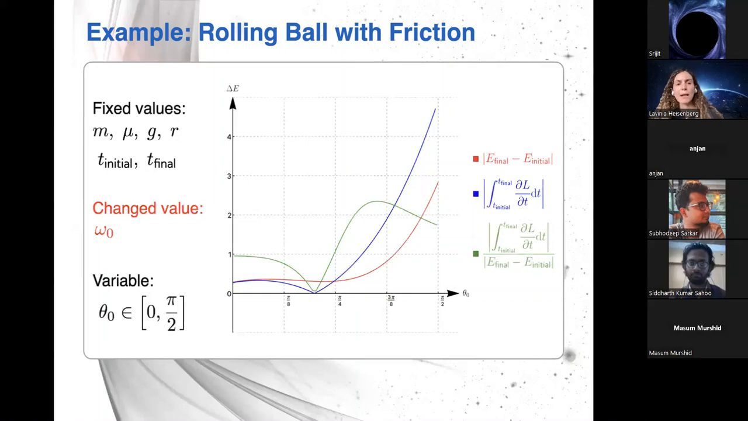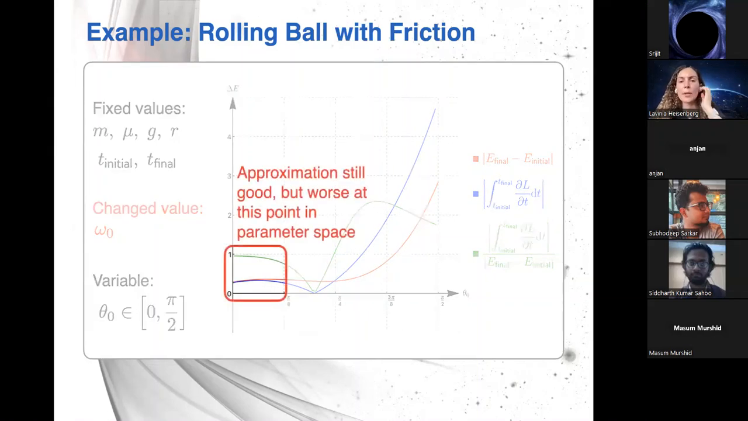Okay, so for each parameter value, you can then test how this balance law is satisfied. And for certain values involved in your approximate solution, the balance law will be satisfied in a certain way. Okay, so here, for example, for a different value of the parameter, the approximation is still good, but worse at this point in parameter space.